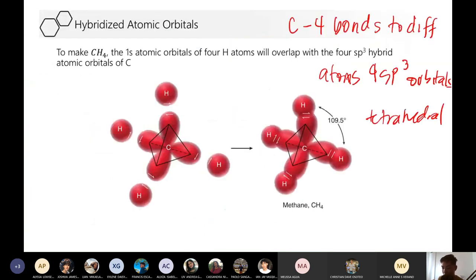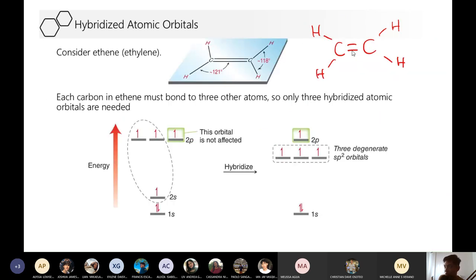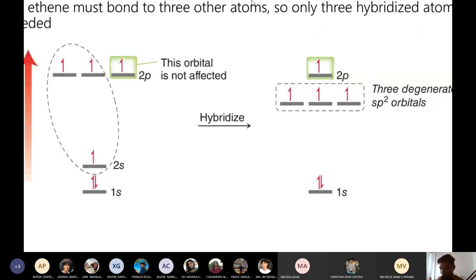Ganon din ginagawa ko dito para sa sp3 hybrid orbital. Pag apat na bonds na gagawa niya, ito yung s, sp1, sp2, sp3. Okay, so pag apat na bonds sa different atoms, sp3 hybridized. S, sp1, sp2, sp3. Yan. So yun yung hybridization ng carbon na yan. Pero for example, ito, s, sp1, sp2 lang. Okay? So ganun lang. Okay, so anong ginagawa ni carbon dito? Carbon may choose not to use the other orbital. Pwede hindi niya gamitin yan to create bonds. No? Teka lang.